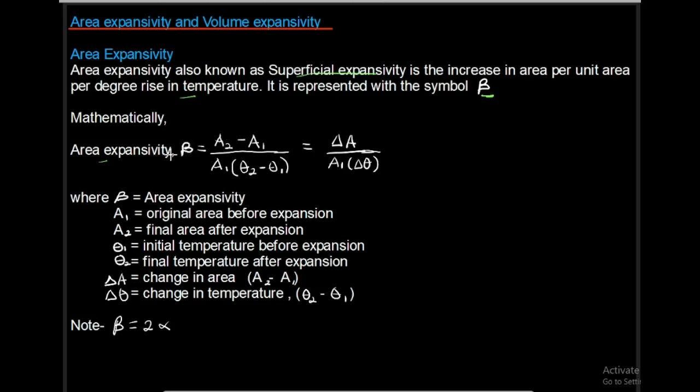Mathematically, area expansivity beta equals change in area all over the initial area times the change in temperature. Final area minus initial area all over original area times final temperature minus initial temperature. The whole of this can be simplified to change in area all over original area times change in temperature. So this is what we have here. Now we also have that area expansivity is equal to 2 times linear expansivity. So this is linear expansivity. 2 times linear expansivity will give you area expansivity.